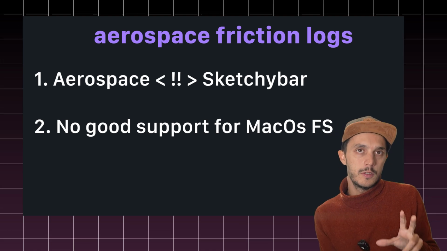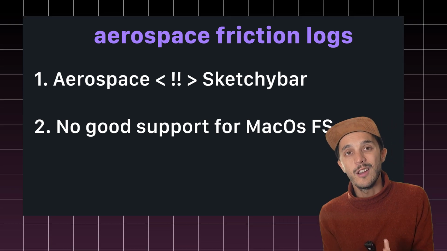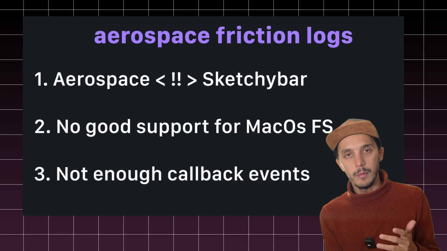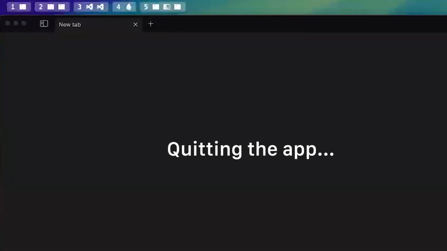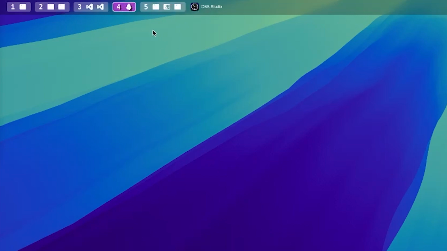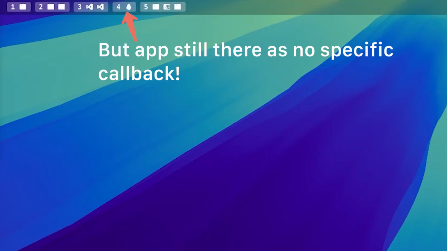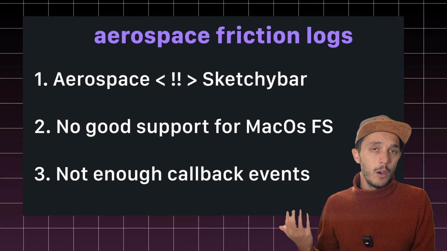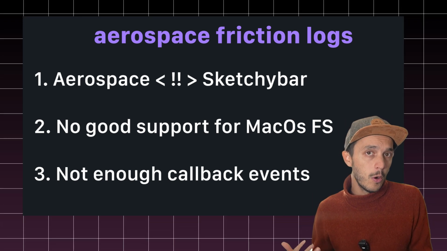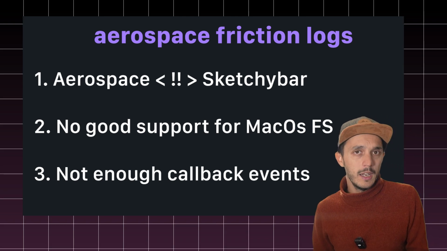And finally, the third pain point is the lack of event callbacks. This is probably my biggest request. I was using Yabai to have a robust set of events that I could listen to, enabling powerful scripting. For example, with sketchybar, you could update app icons depending on their workspace or detect when an app was shut down or opened. And at the moment, Aerospace only provides 3 callback events, which is quite limited.